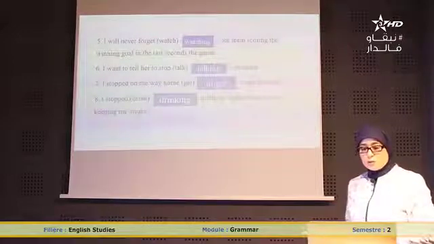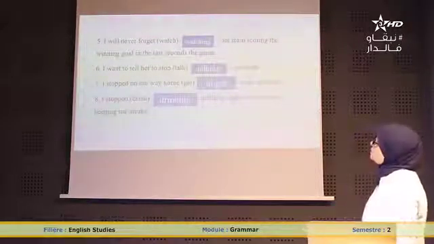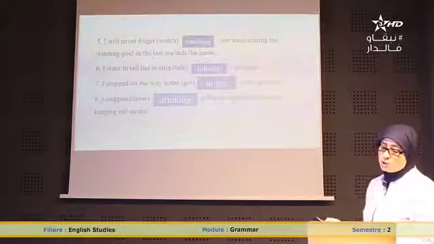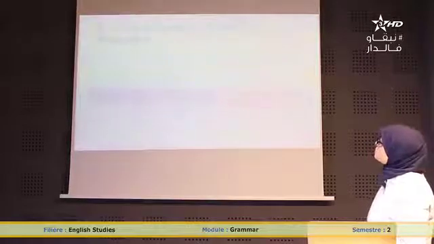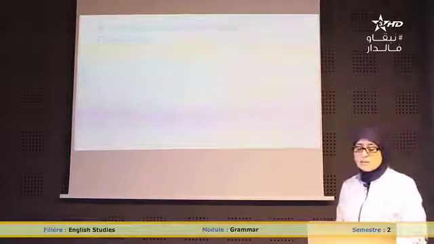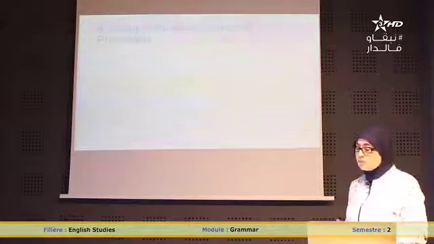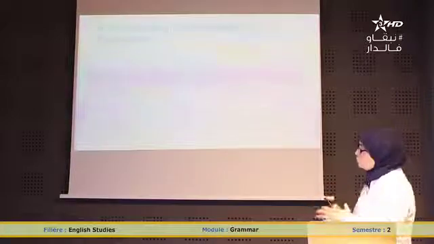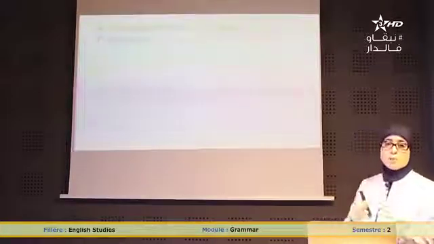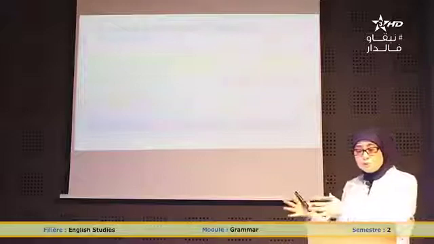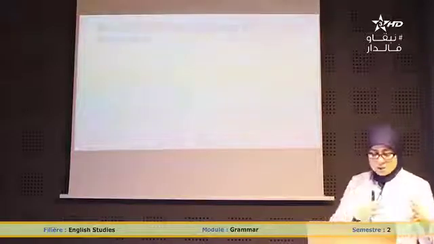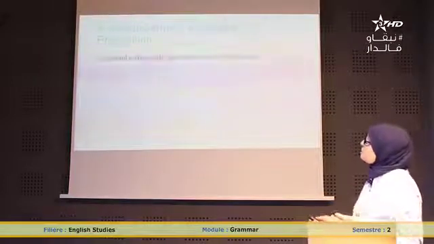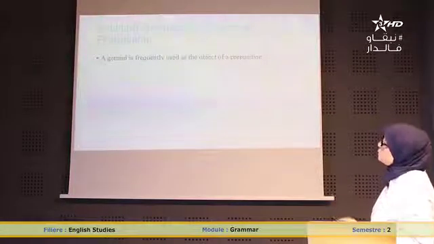Now let's move to another use of the gerund that we didn't talk about, which is using gerunds as objects of prepositions. And if you remember, we said at the beginning that a gerund can be used in the same way as a noun: it can be used as a subject, and it can be used as an object. When we say that a gerund can be used as an object, it can be used as an object of a verb, and it can be used as an object of a preposition. That's what we have here. A gerund is frequently used as the object of a preposition.